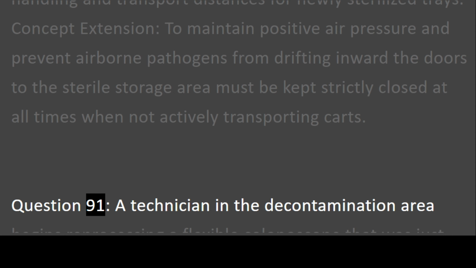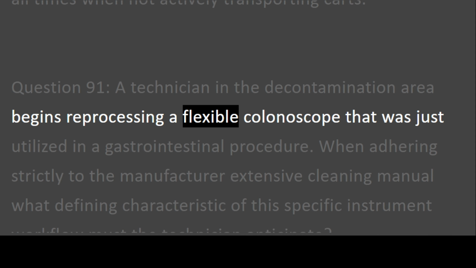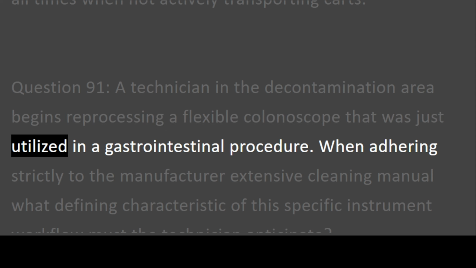Question 91. A technician in the decontamination area begins reprocessing a flexible colonoscope that was just utilized in a gastrointestinal procedure.